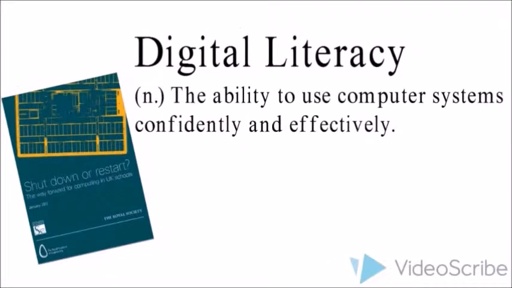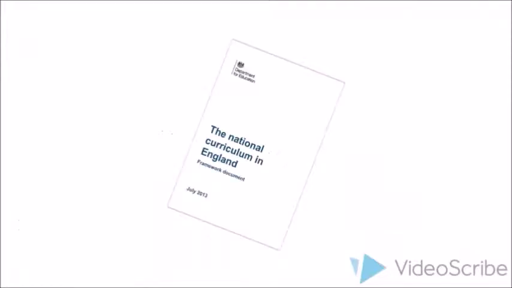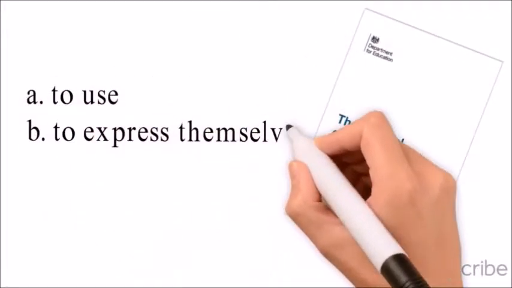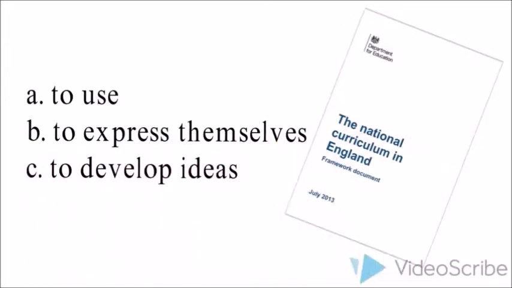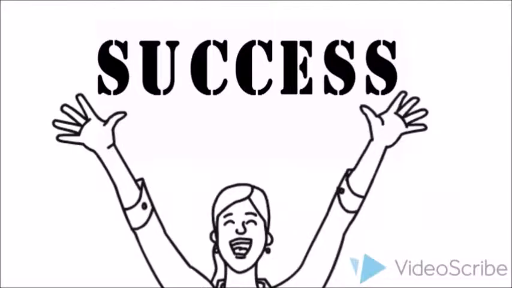Digital literacy is defined by the Royal Society as the ability to use computer systems confidently and effectively. However, this definition is very limited and can often leave teachers confused about what exactly they need to teach. The national curriculum provides a more precise definition, allowing teachers to see the exact skill set required for children to grow up digitally literate and ready for the workplace.